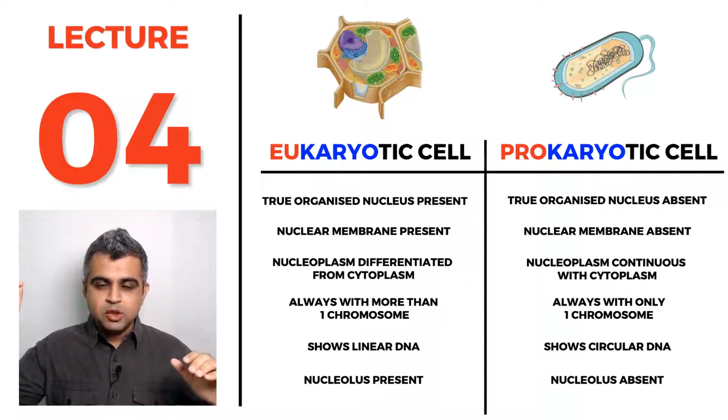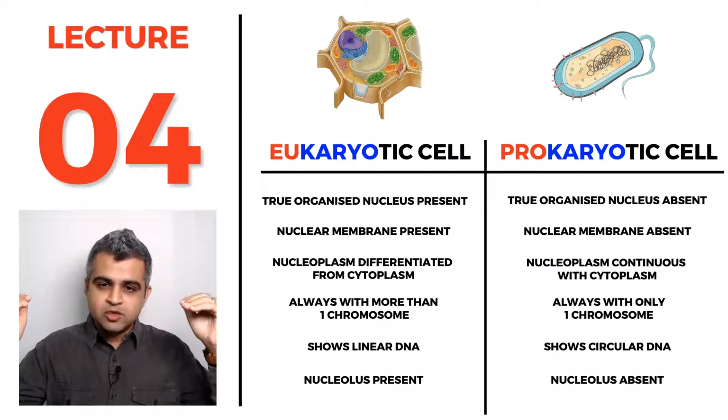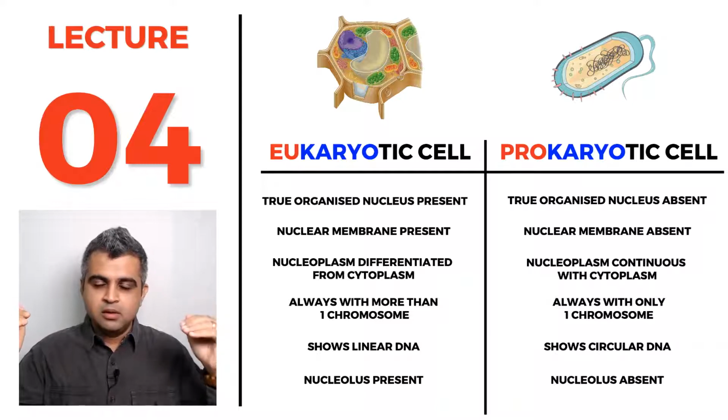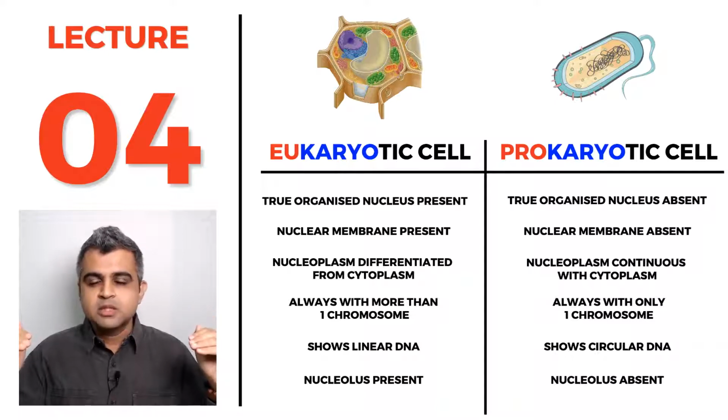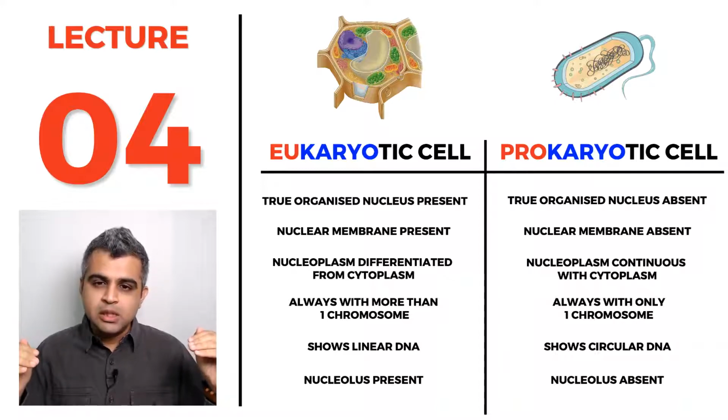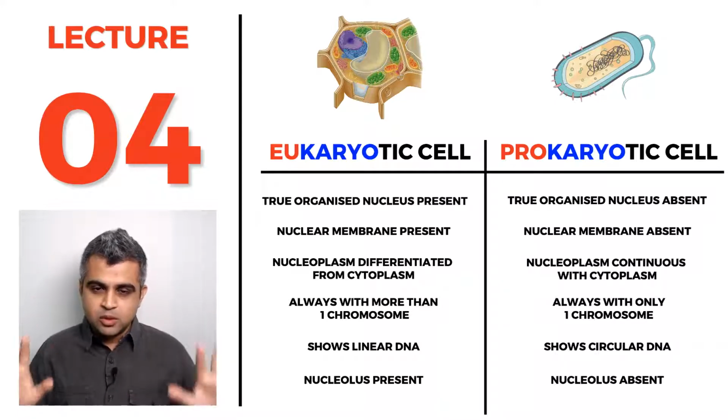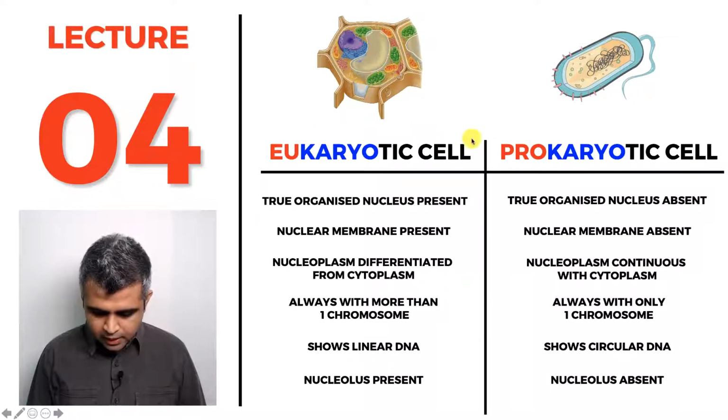So a true organized nucleus is present in eukaryotes, a true organized nucleus is absent in prokaryotes. In the case of prokaryotes, it is called as a nucleoid. We saw that here the nuclear membrane is present, here the nuclear membrane is absent. The nucleoplasm is differentiated from cytoplasm, nucleoplasm is not differentiated from cytoplasm. It is continuous. Here you are going to have always more than one chromosome, here you will only have one chromosome. Nucleolus is going to be present, nucleolus is going to be absent. Here you are going to have linear DNA, here you are going to have circular DNA. So these were the differences between a eukaryotic nuclei and a prokaryotic nuclei.